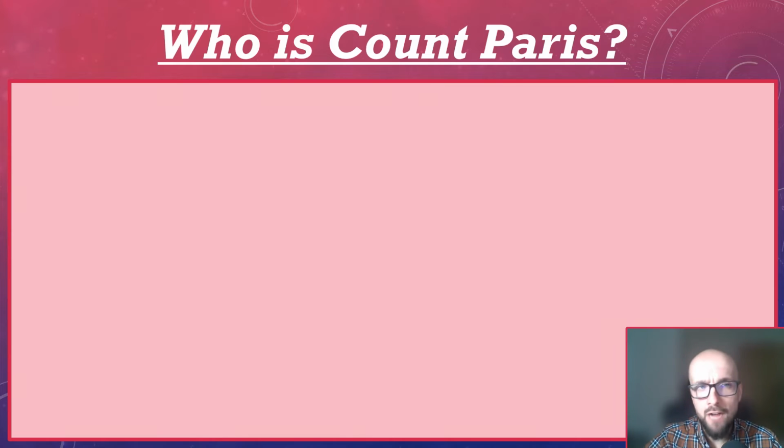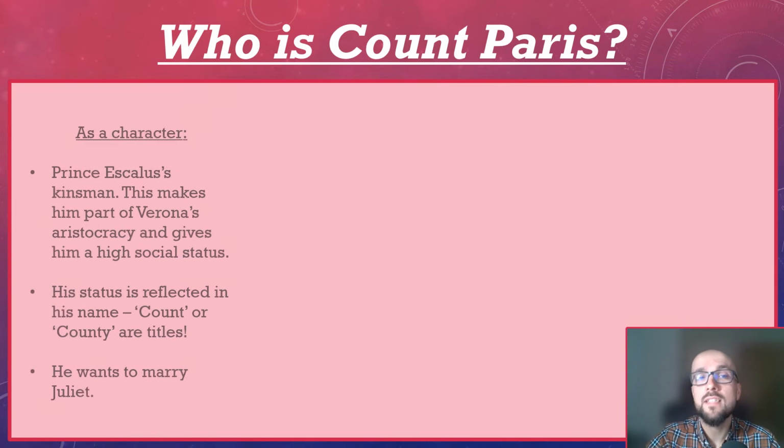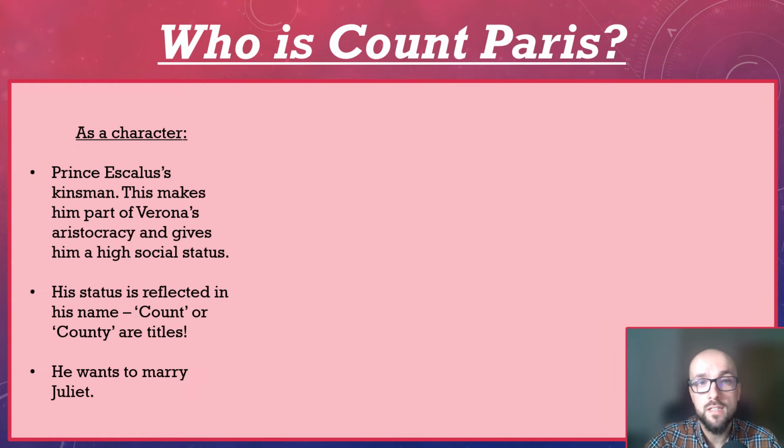So, who is Paris? Well, Paris is the kinsman of Prince Escalus, which makes him part of Verona's aristocracy and affords him a high social status. This high status is also reflected in his name, for there are parts in the play where he is called Count Paris or County Paris. Now these both mean the same thing, and the version you will have printed will depend on the edition of the play you have access to.